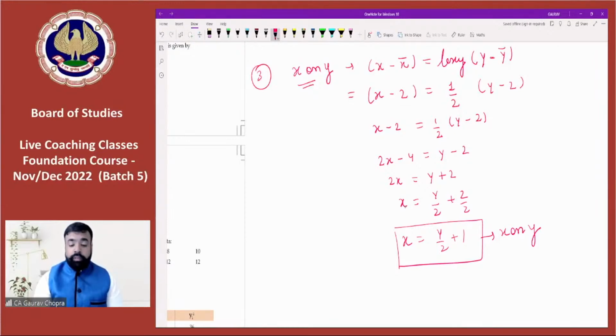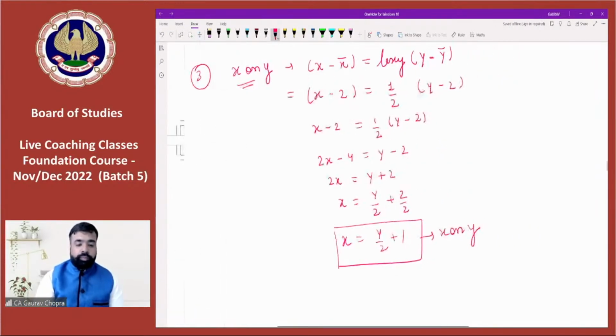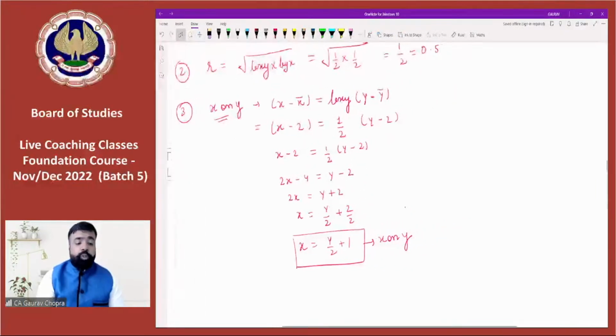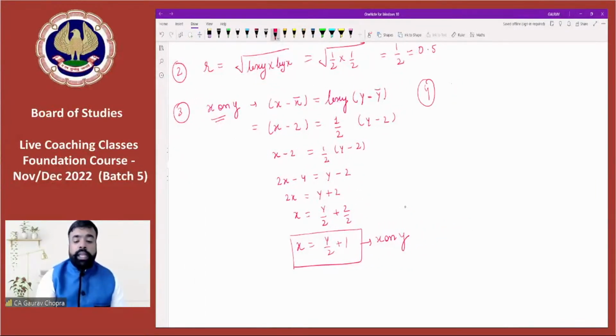Yes, most of you have given the answers. Now similarly, you have to find the equation y on x. Yes, come on everyone, I'm waiting.